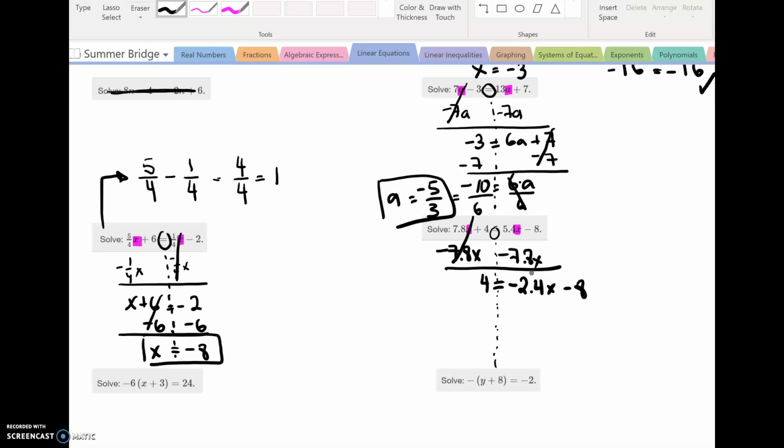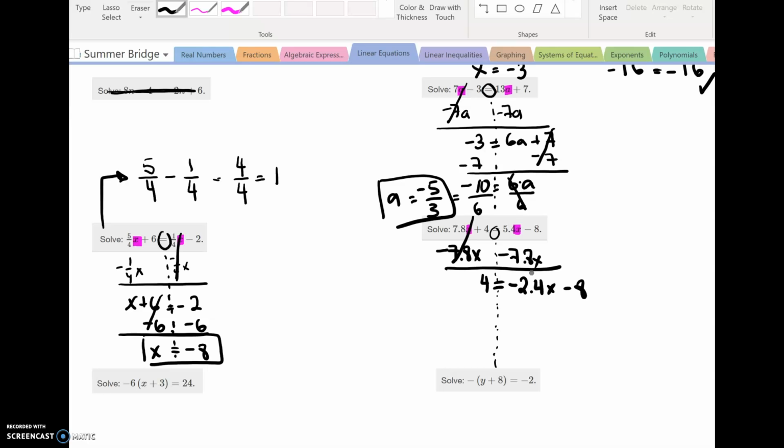Does that change our lives? No, not really. That just means we need to keep in mind that we have a negative, so that might change things in the sense that we have to remember to multiply or divide by a negative number. That's the only difference.